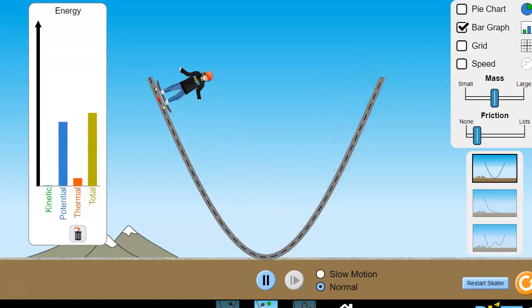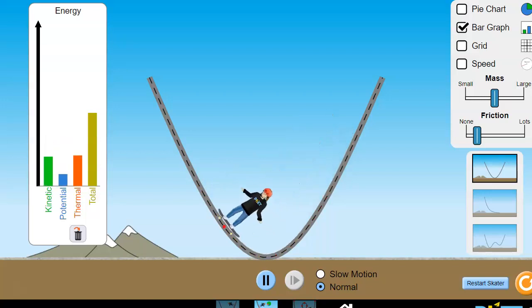If I add friction, now friction is going to do negative work to remove mechanical energy from the system. You can see that the potential and the kinetic are still going back and forth, but the overall amount is decreasing, while the amount of thermal energy, which is added to the track and to the skateboard, is increasing. But the total energy remains the same. It's the sum of this thermal energy plus these back and forth kinetic and potential energies.